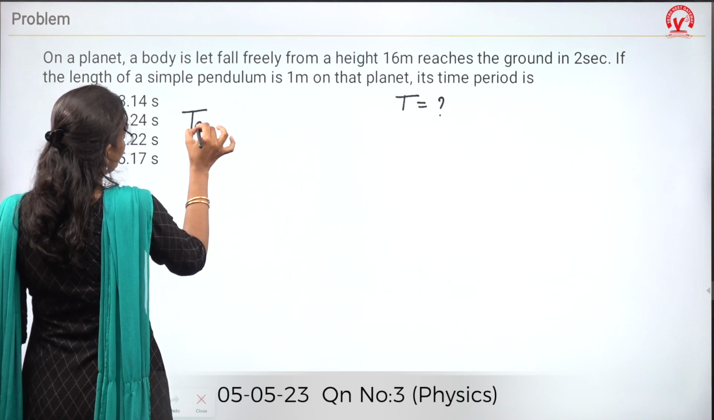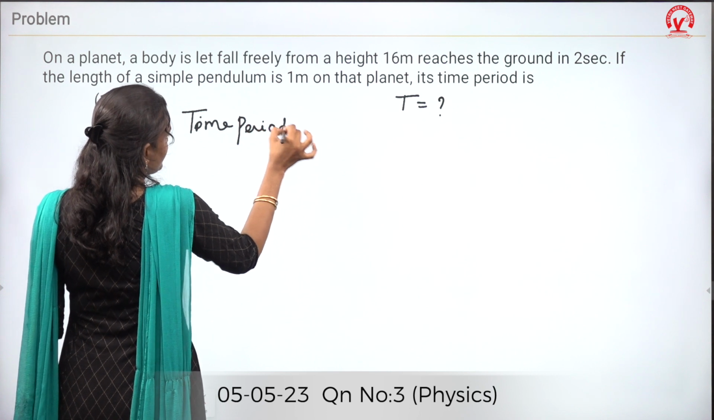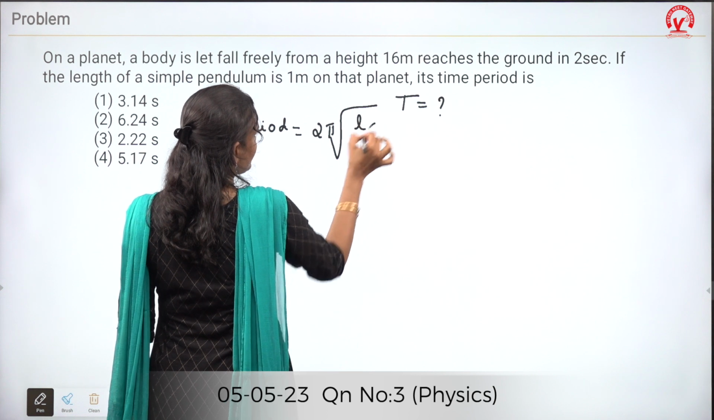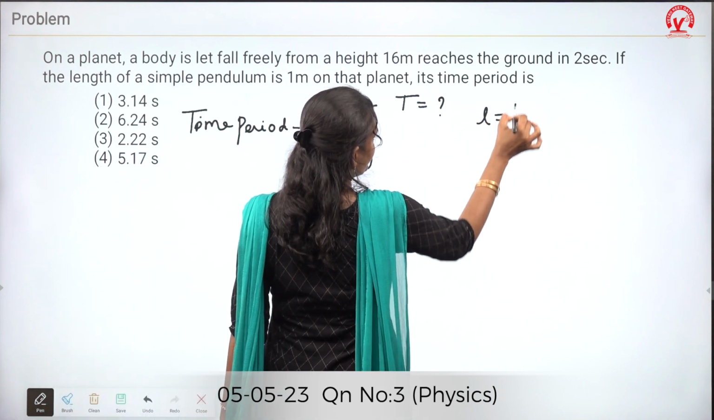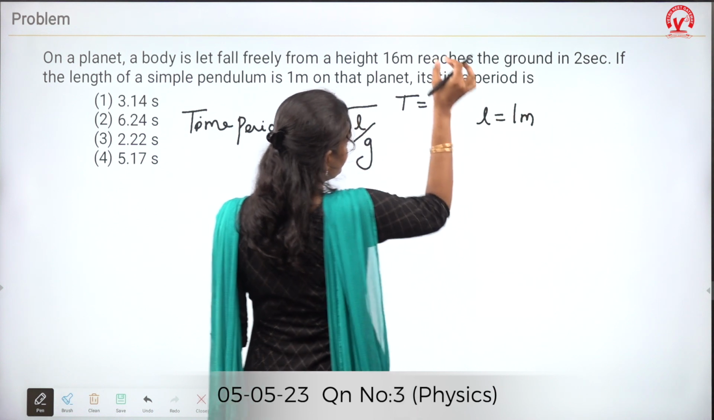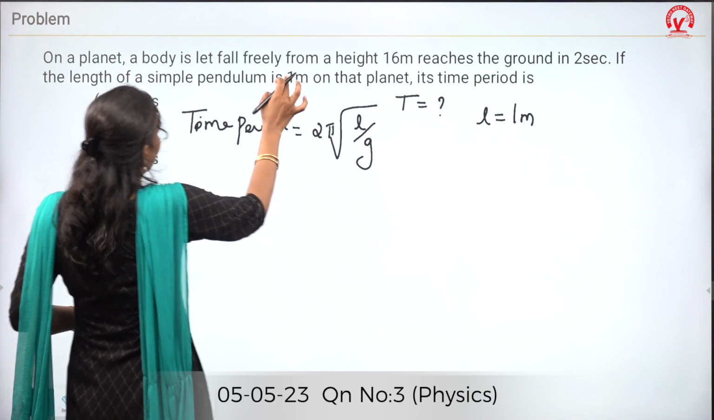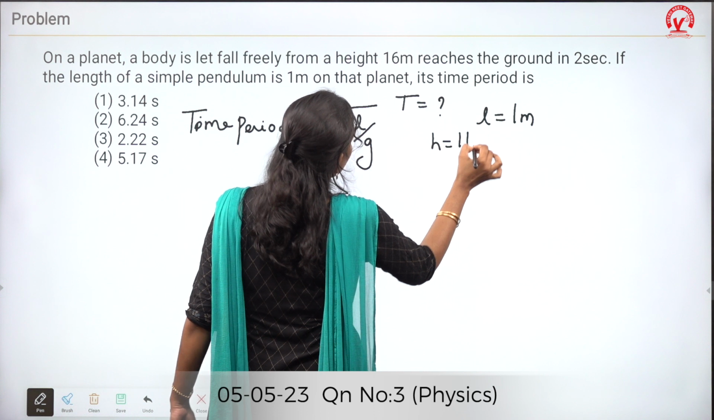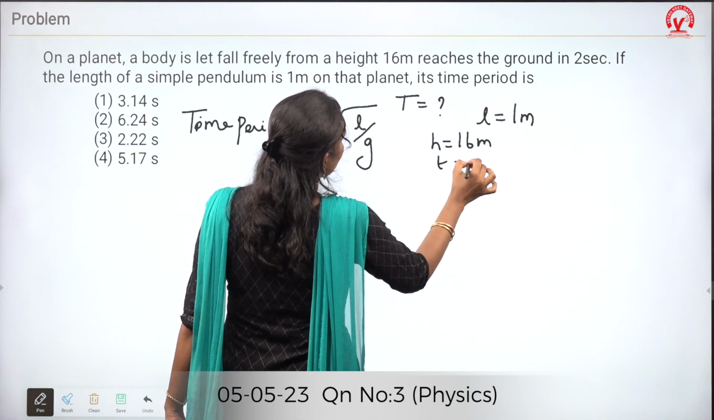The formula for time period is T equal to 2 pi root of L by g. Here the given length is equal to 1 meter. For the simple pendulum, the length of the wire is 1 meter. And the body is falling freely from a height of 16 meter, and t is equal to 2 seconds.